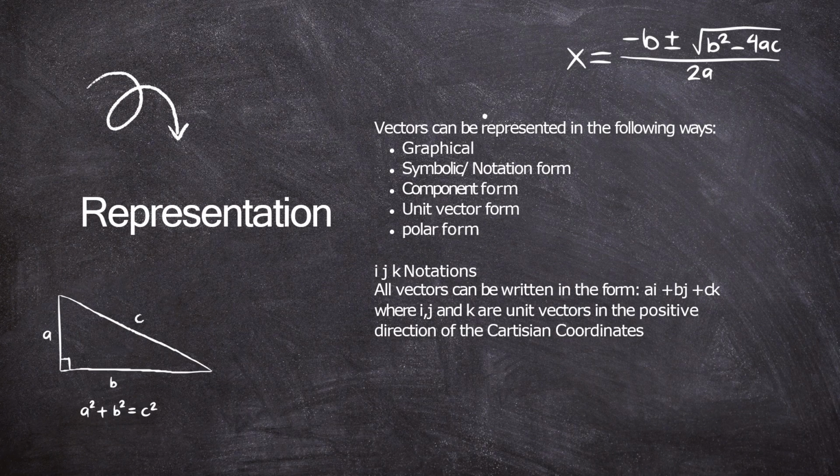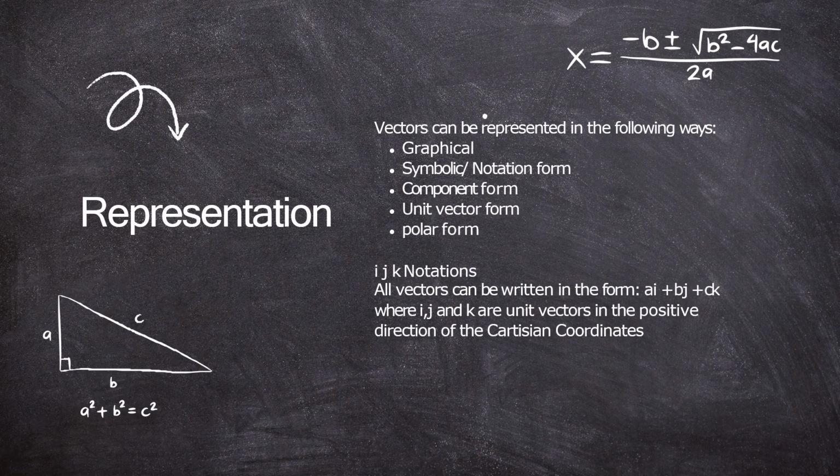Okay, now to discuss the representations, we have a few types of representation. One is the graphical representation, which simply means the line and the arrow mark. Then we have the symbolic representation or notation. We have the component form, unit vector form, and polar form. You have to know only the graphical, the symbolic, and the component form.